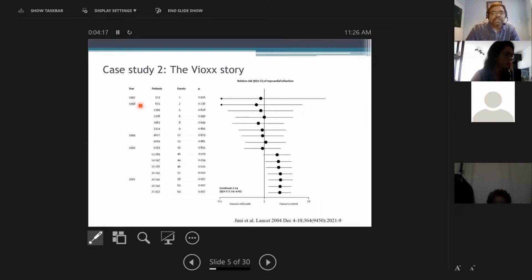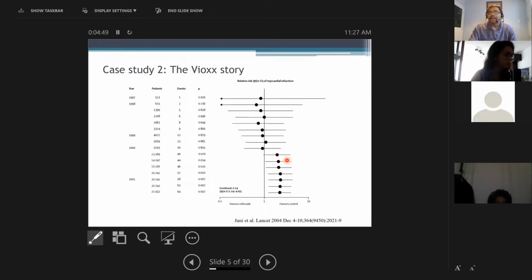So here is the first trial on Vioxx. That was in 1997, okay? That was the risk ratio, relative risk, with the 95% confidence interval for one trial. And then in 1998, the second trial comes along, right? Then you take the first two trials and you do a weighted average, okay? Then the third trial comes along, you add it, you do a meta-analysis of 3 trials, then the fourth and the fifth and the sixth and the seventh and the eighth.